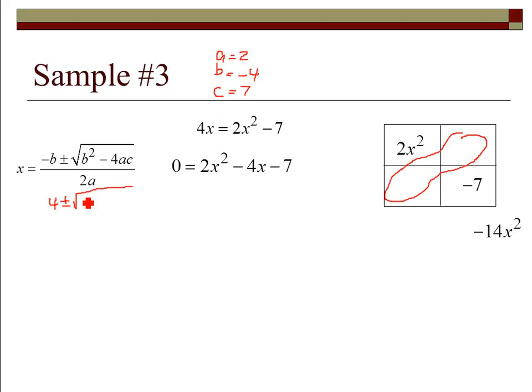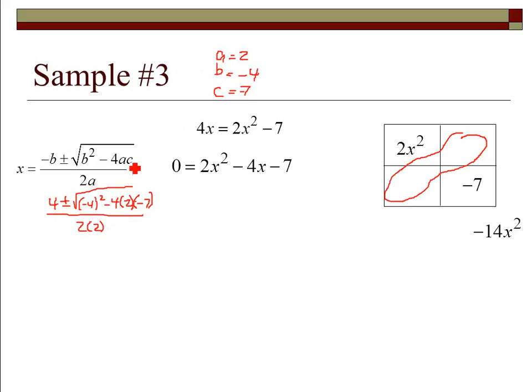Now I've got to do negative 4 squared. You've got to be careful. It's negative 4 in parentheses squared minus 4. Anytime you plug in, you should actually use parentheses, times 2, and then c was negative 7 times negative 7, all over 2 times, and a term was 2.